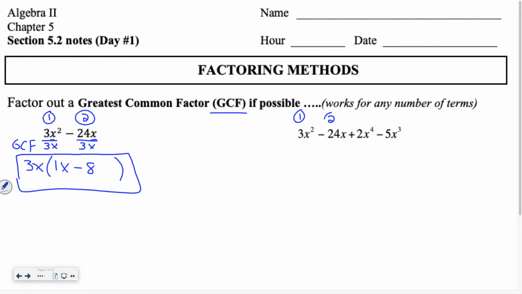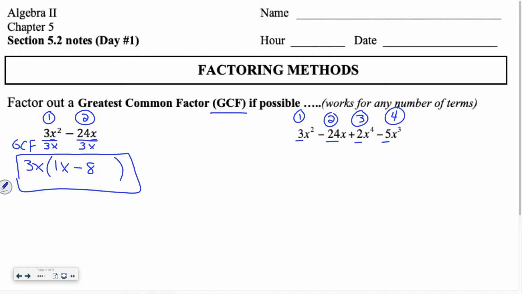1, 2, 3, and 4. So if you look at those 4 terms, we're trying to find what they have in common. So let's focus on the number first, the coefficients, 3, 24, 2, and 5. Is there any number you can divide 3, 24, 2, and 5 by? And you have to be able to divide all of them by this. So like 3 and 24 we can divide by 3, but we can't divide 2 by 3. So actually the biggest number we can divide them by is 1. So our GCF would have a 1 in it.